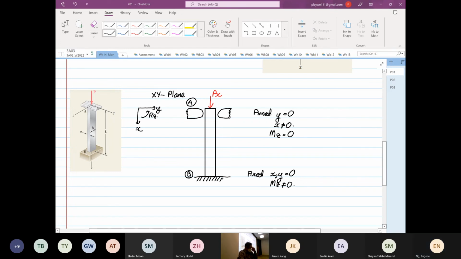So how this structure is able to deform is that it can rotate this way. I'm going to draw the deformation pattern now. Okay. So the structure is able to deform this way.